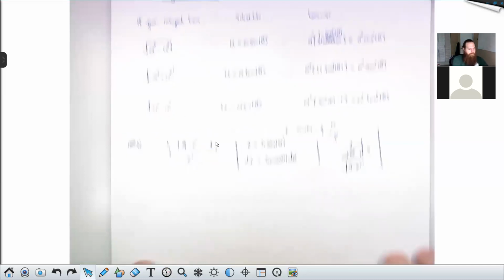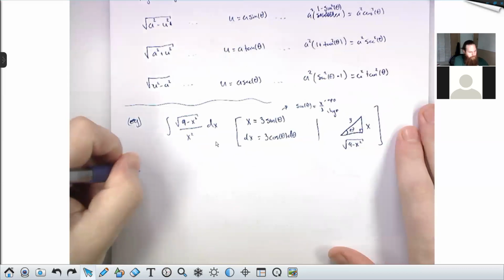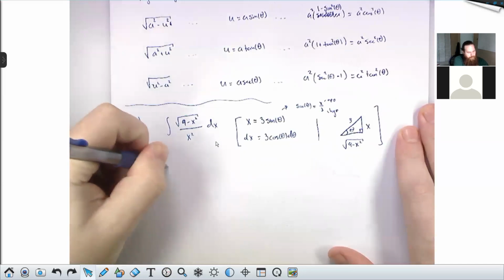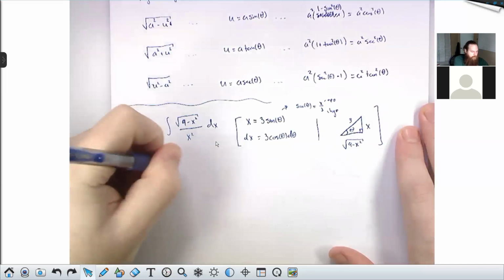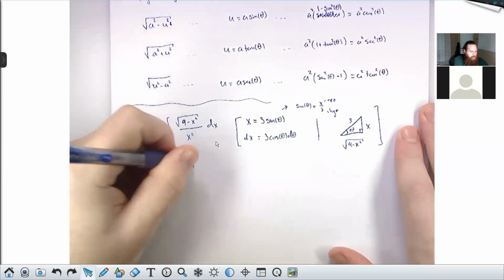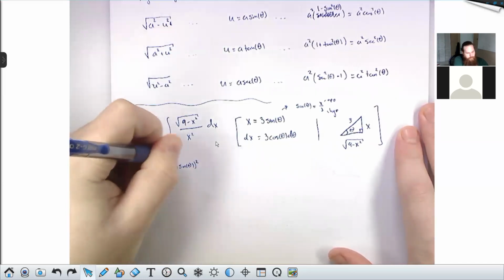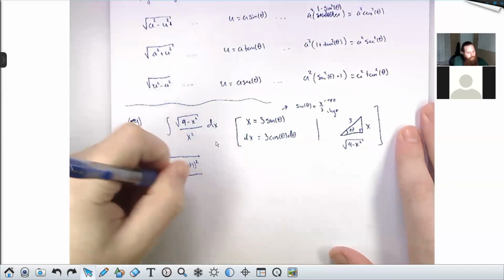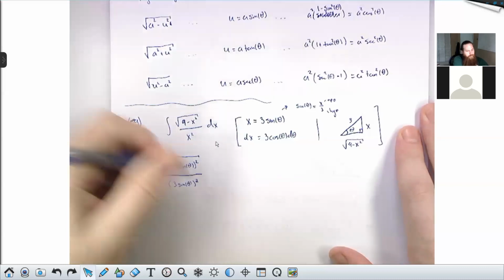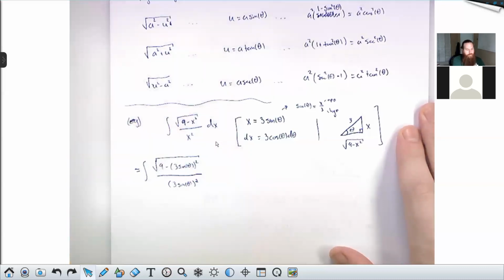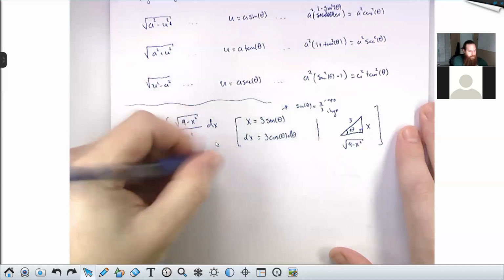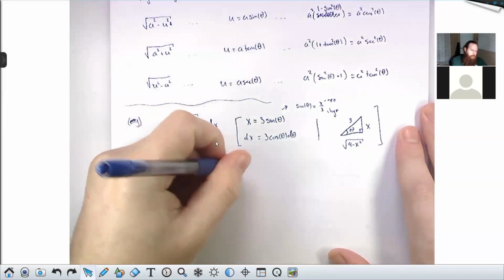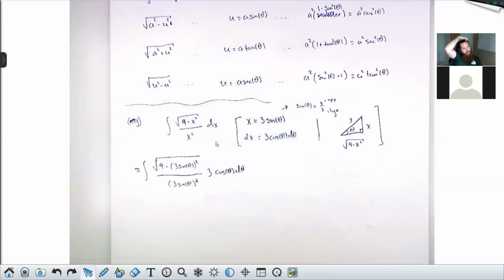Okay, now we plug in. 9 minus x squared is going to be 9 minus, and I'll write it all out carefully, (3 sine theta) squared, divided by (3 sine theta) all squared, like this. And then I've got my 3 cos theta d theta, that's my differential, don't forget that. Forgetting the differential is murderous, ruins the problem.